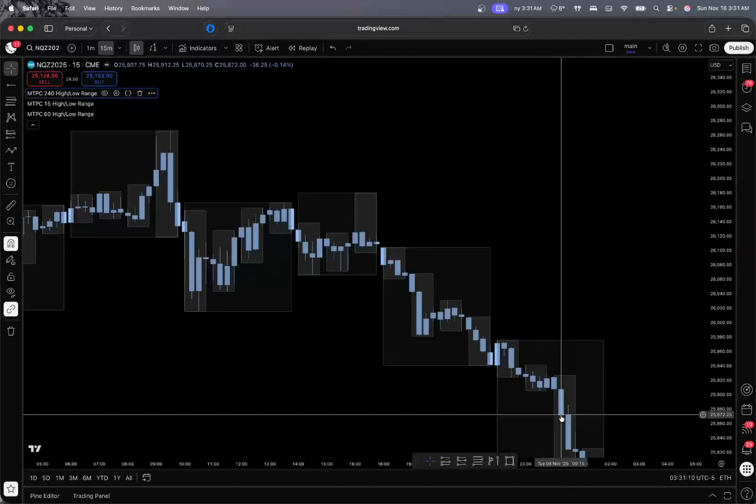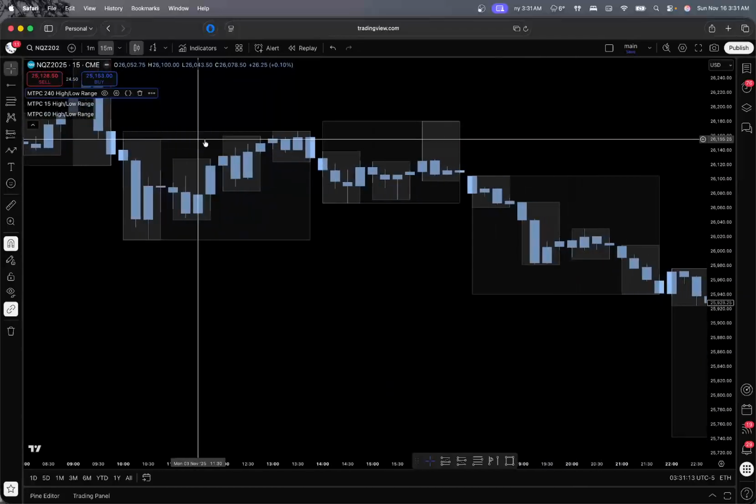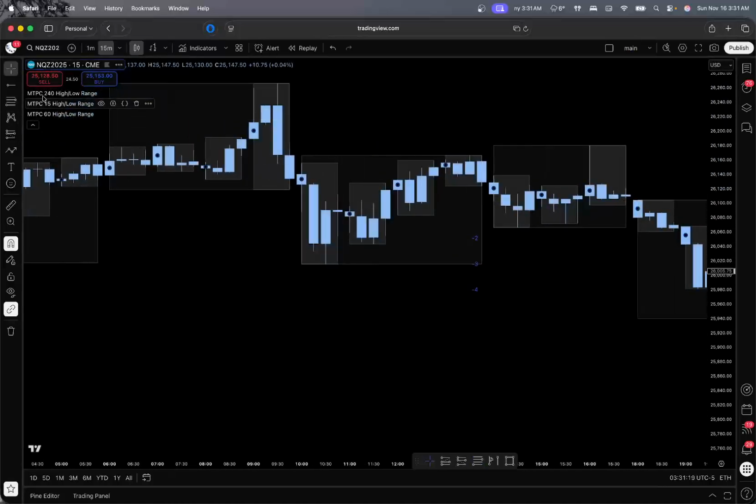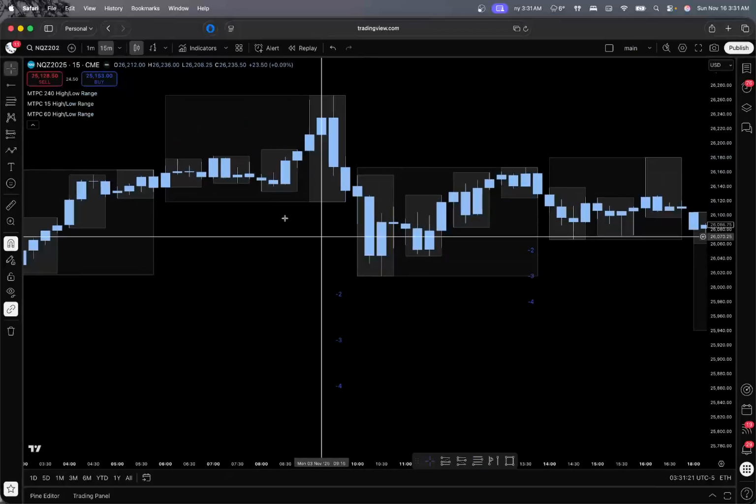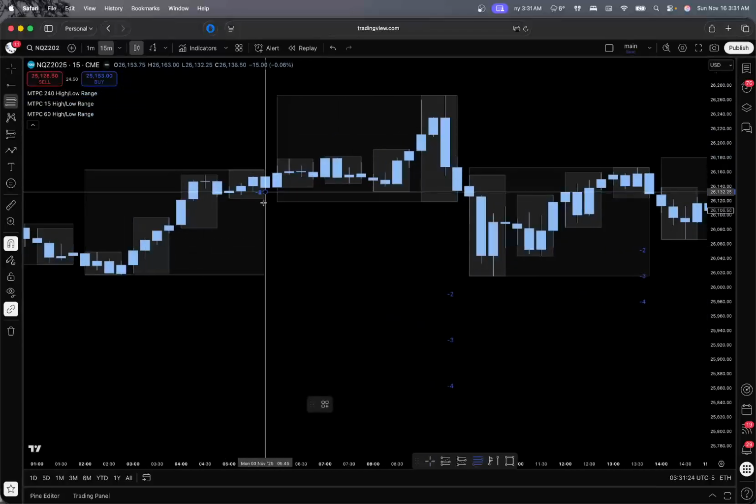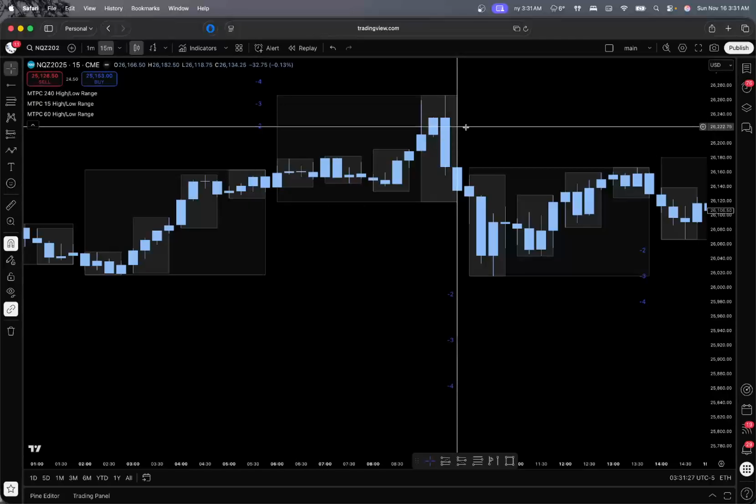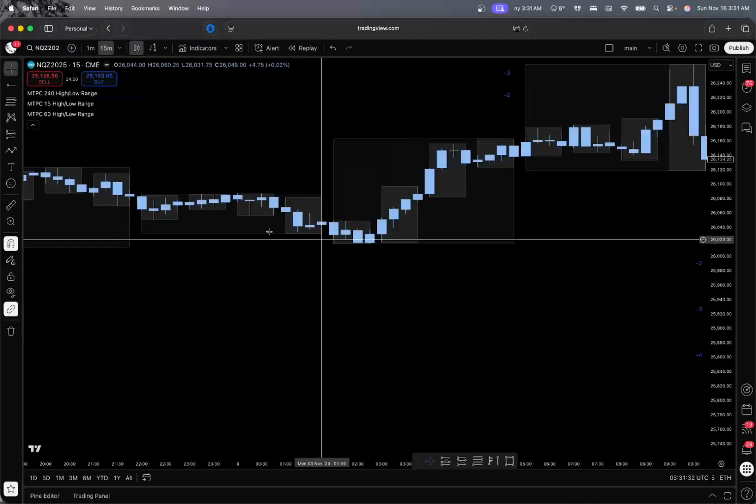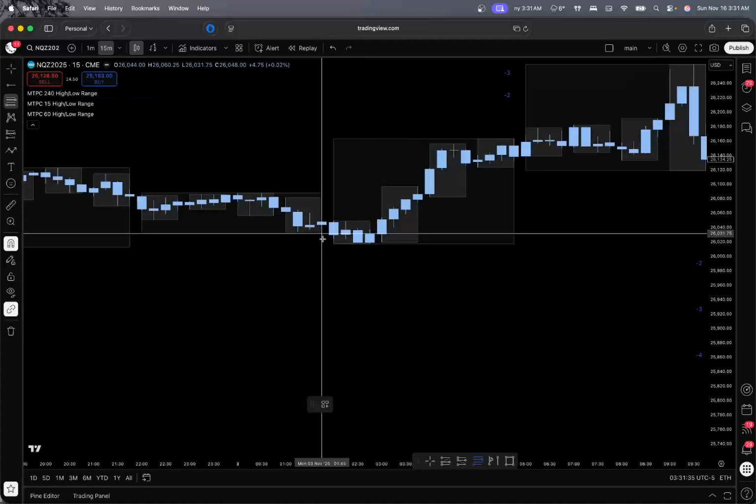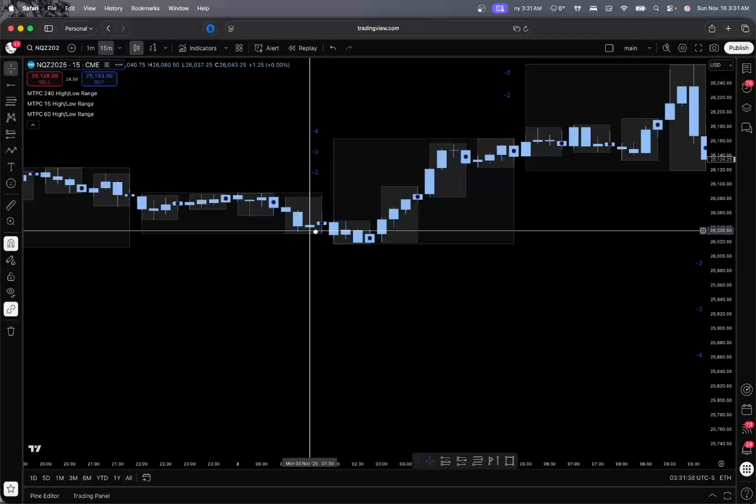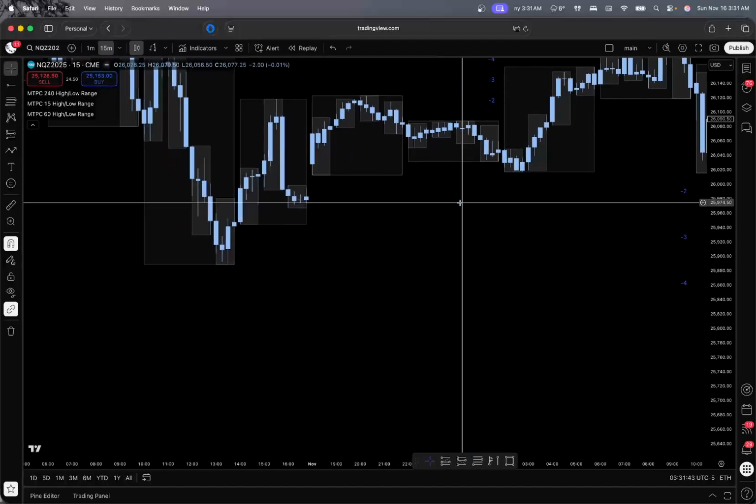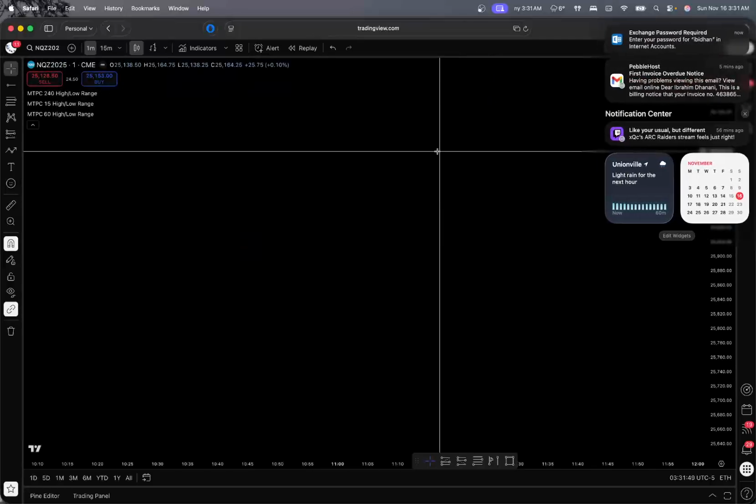-4. Didn't hit. Didn't hit. -3 top tick. Twice actually. Boom. Boom. Dies out of volume. Anyway, my point is, this just works on any time frame.